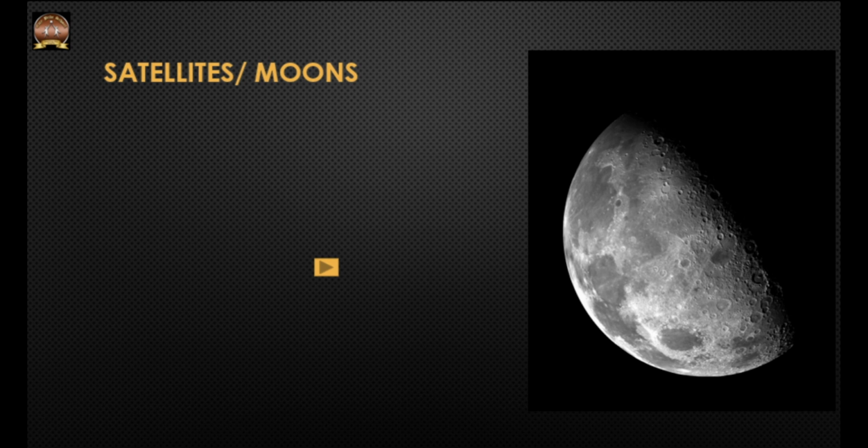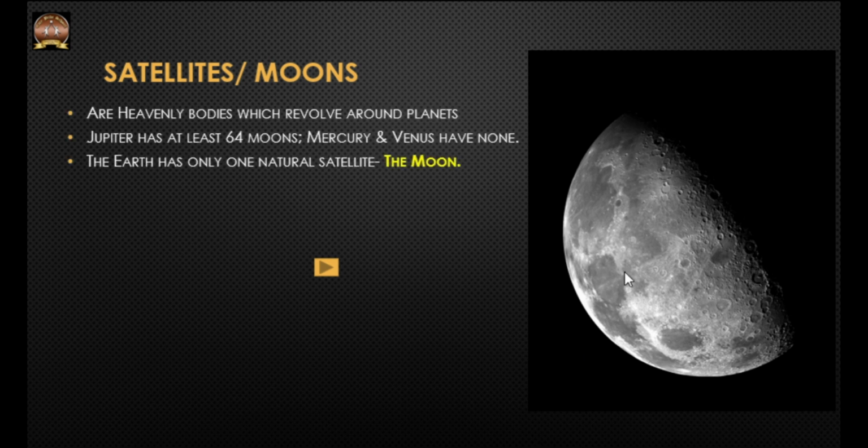Satellites or moons. Already familiar with the definition of satellites. A satellite is an object that moves around a larger object. Our planet Earth has just one natural satellite or moon called the Moon with a capital M. Jupiter has at least 64 moons, whereas Mercury and Venus have none.